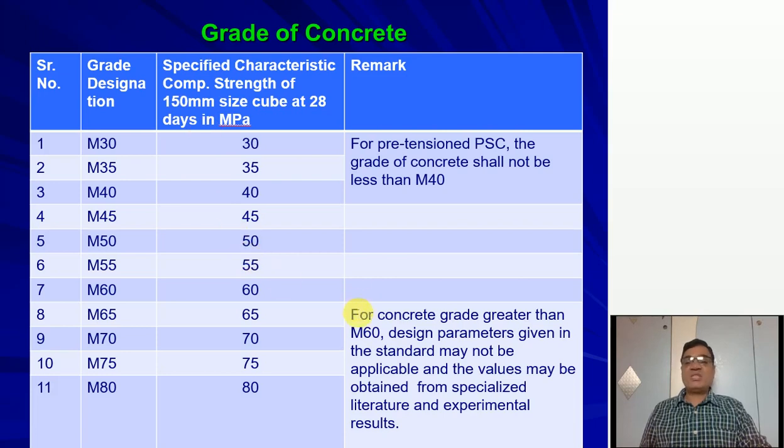One more note is given in the IS code that for concrete grade greater than M60, design parameters given in the standard may not be applicable, and the values may be obtained from specialized literature and experimental results. It means whatever tables are given are only up to M60, like permissible stresses and all these things. So above M60, if you want to take the values, then you have to refer to the literature for that.